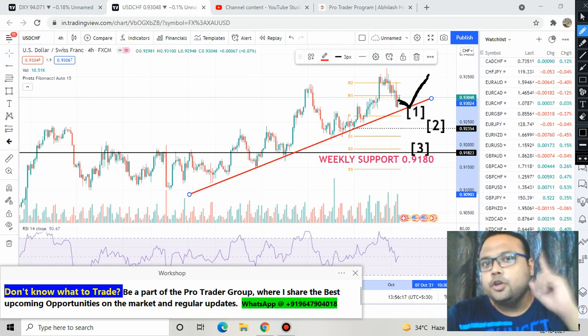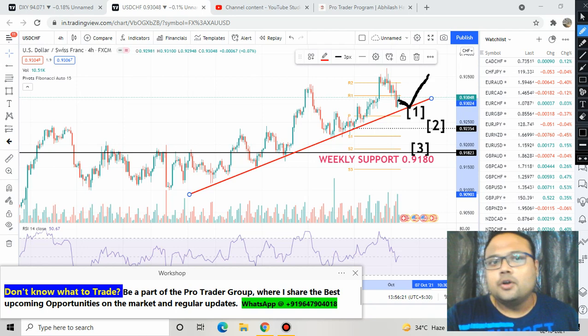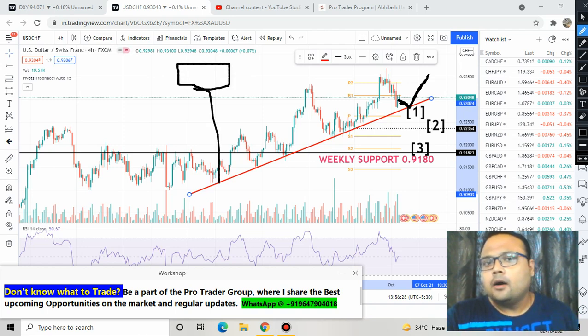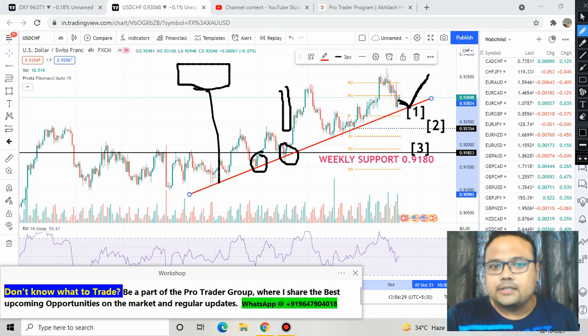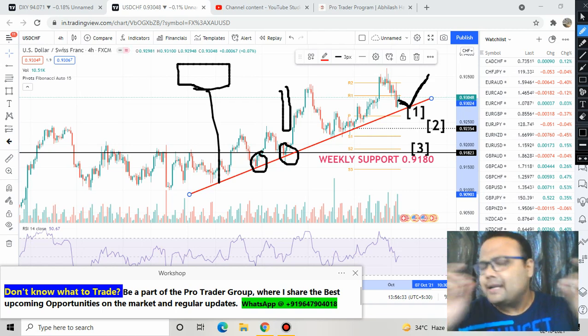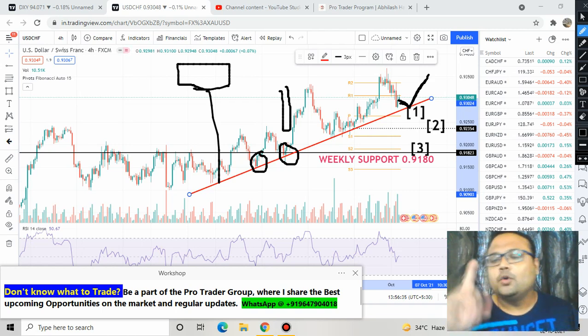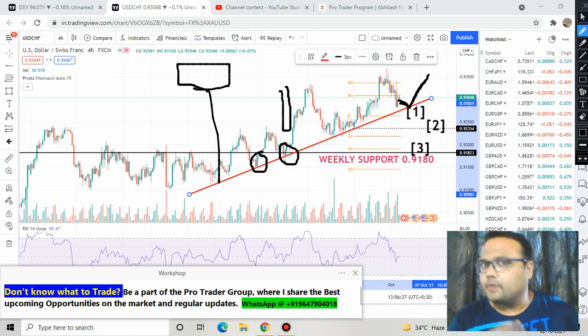Just make sure you are only buying at the confirmation, and the confirmation will be in the form of a hammer, price rejection from below, or a bullish engulfing pattern like this. Once you get the confirmation that market is still respecting this trend line as a valid support, you can click on the buy button. So that is your first trading opportunity.